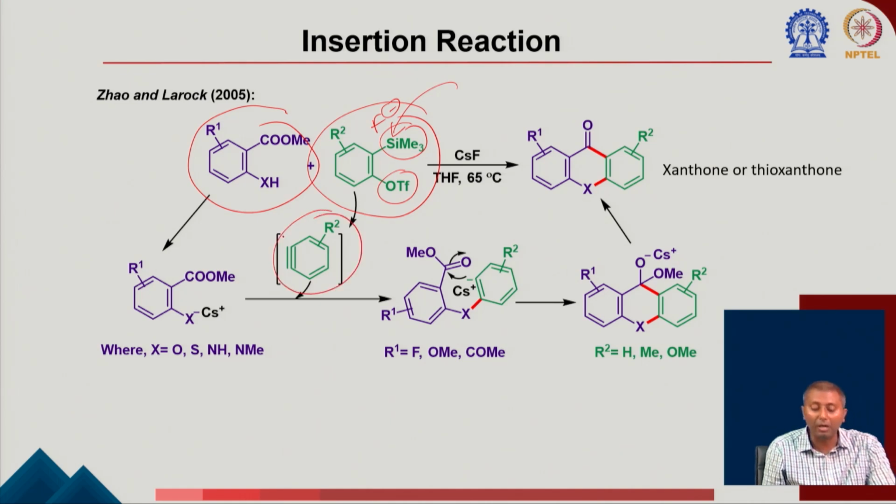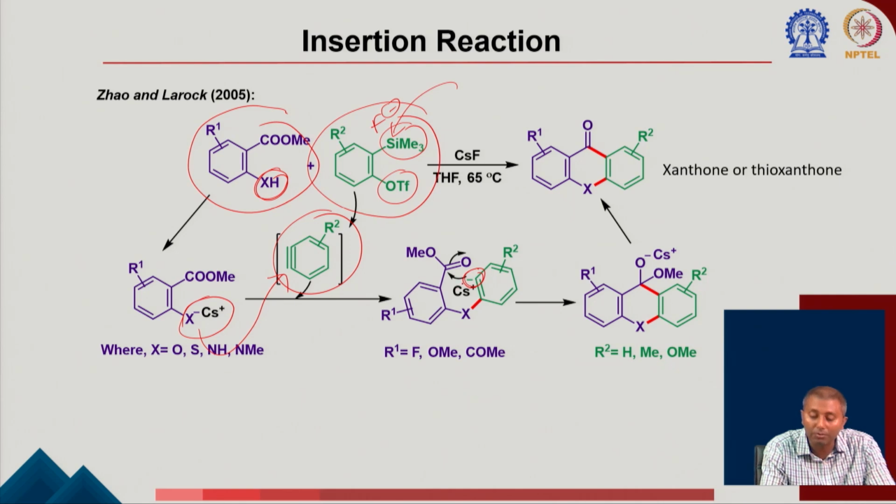From the benzyne, what is going to happen? You can see, once you have cesium fluoride, that can abstract this proton from the XH to generate the X minus and cesium plus. Now the X minus is going to attack the benzyne. Once the X minus attacks there, what is going to happen? You are going to generate a negative charge, so you are going to generate a carbanion here.